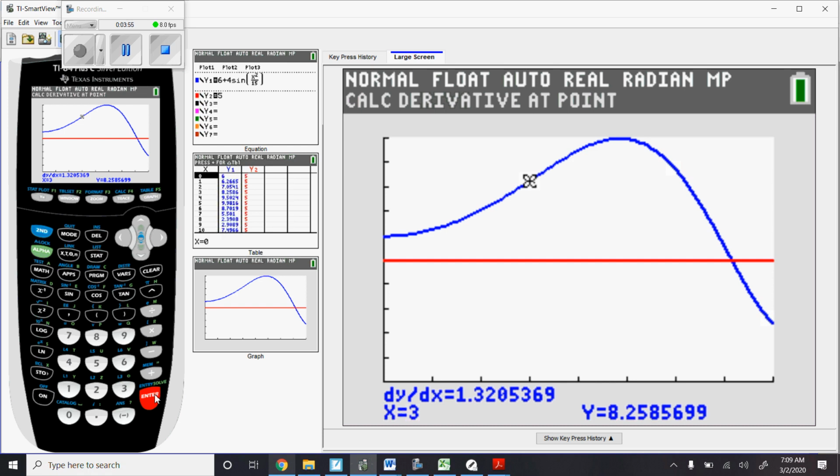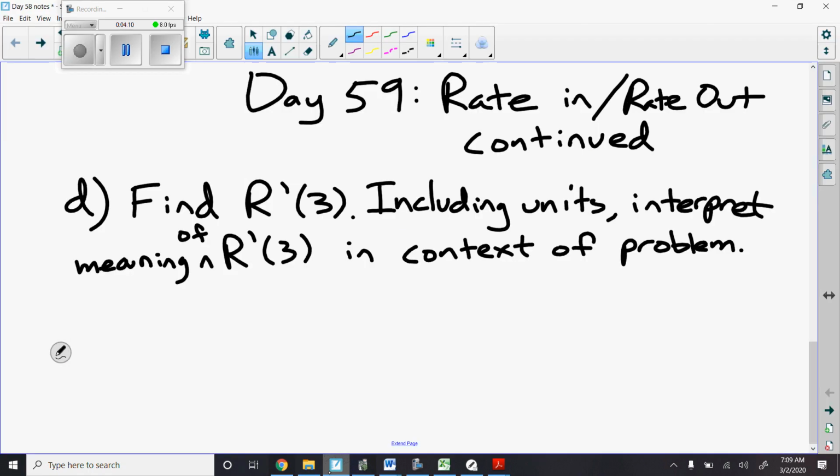Now interpreting the unit here, R is already in liters per hour, but I'm doing another rate of change of that. So it'll be liters per hour squared. So let's go back and do 1.321. And again, that'll be in liters per hour squared because it's another rate of change.